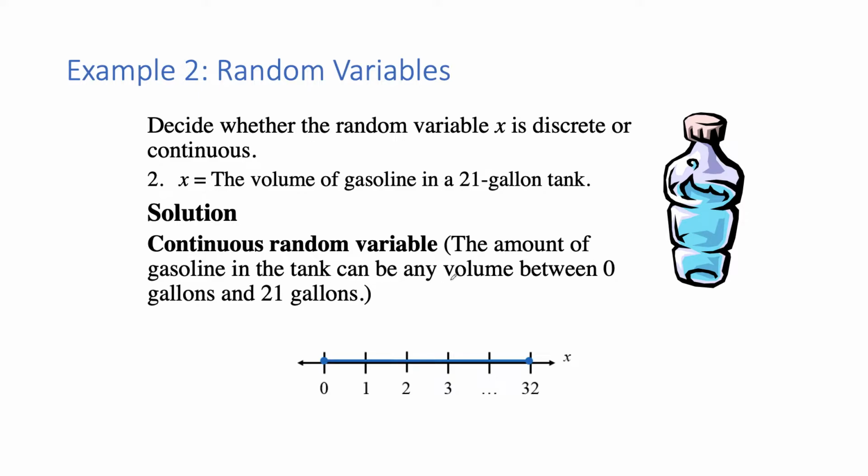So the amount of gas in the tank can be any volume between 0 and 21 gallons. You can think that 0 is a possible value, 0.0000001 is a possible value, 0.02 is a possible value. There's an infinite number of values X can take, and that's what makes it a continuous random variable, okay? So it's important to keep this distinction in mind as to whether we are dealing with a discrete random variable or a continuous random variable. It'll become more important as we go along, but it's one distinction that we need to draw, okay?